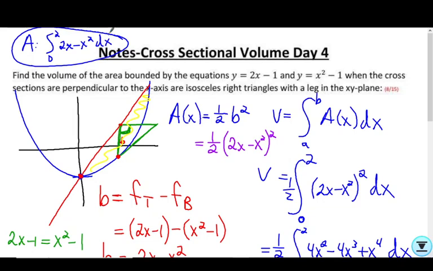And that's why I do cross-sectional volume first. A lot of teachers will do rotational volume first and then do cross-sectional. But since the bounded area equation leads you straight into your cross-sectional volume, it makes more sense to do it that way. Okay?